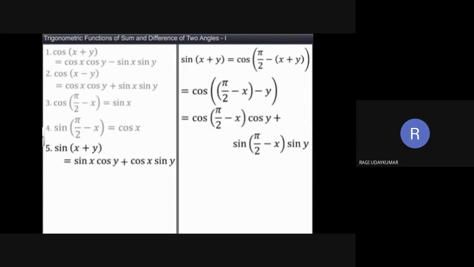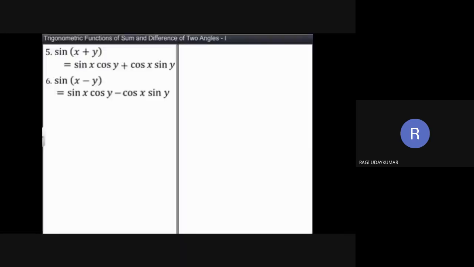So the cos x minus y formula is cos x cos y plus sin x sin y. That is applied here. Cos x in place of pi by 2 minus x and y in place of y, plus sin x sin y. So cos pi by 2 minus x, already proved as sin x, is replaced by sin x, and sin pi by 2 minus x is replaced by cos x. So you are going to get sin x cos y plus cos x sin y. In the same way, y replaced by minus y, you are going to get sin x minus y.